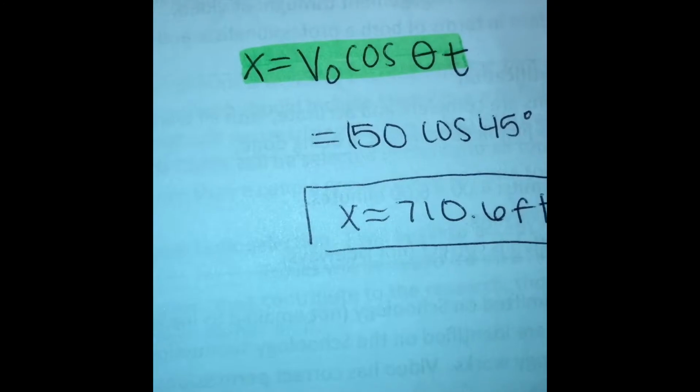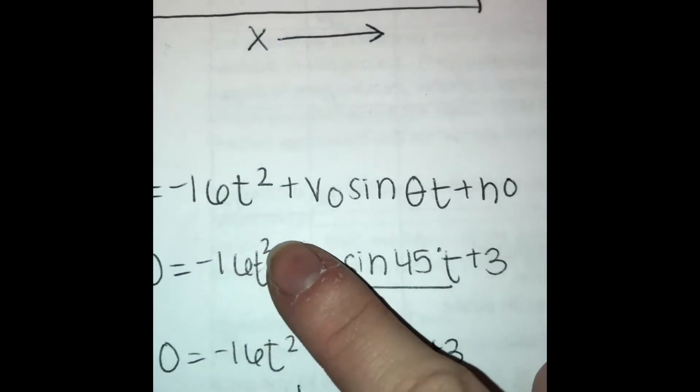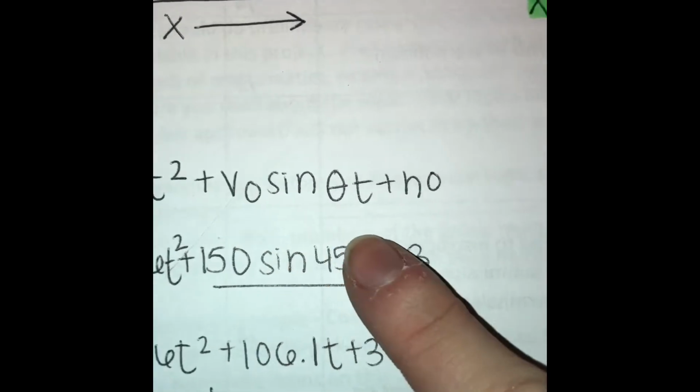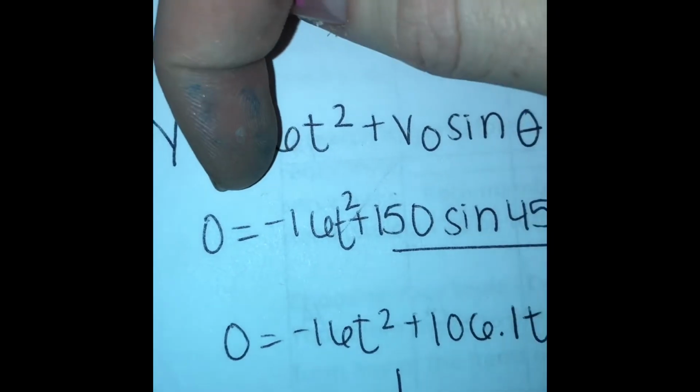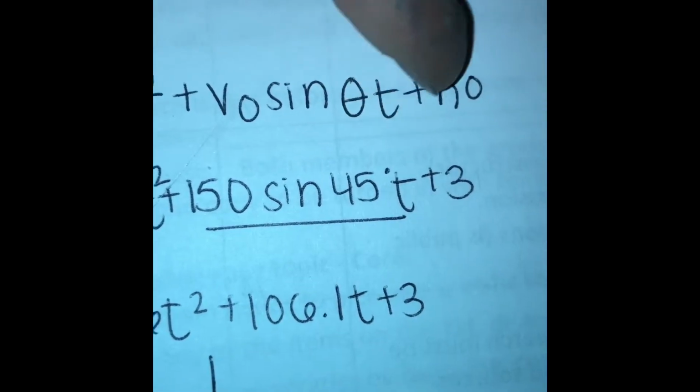When you plug in to the formula, you get y equals negative 16 t squared plus V0 sine theta t plus H0. Because we're trying to solve how far the ball traveled, you do 0 equals negative 16 t squared plus 150 sine 45 degrees t plus 3. Then you do 0 equals negative 16 t squared plus 106.1 t plus 3.